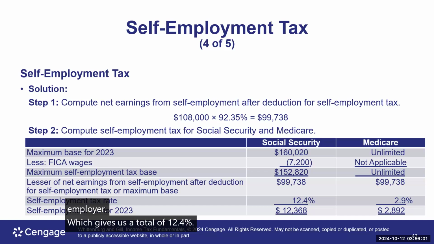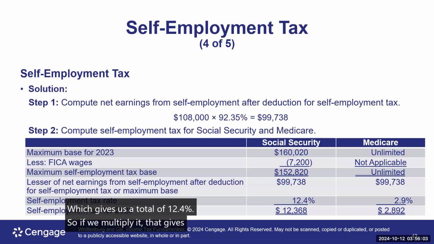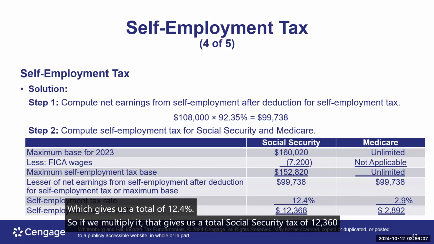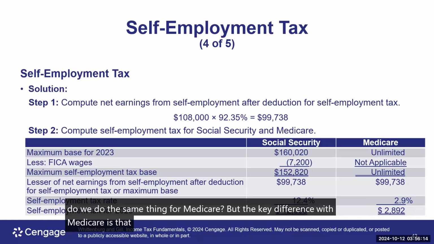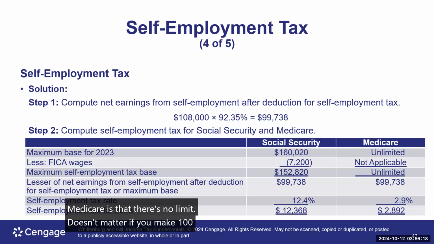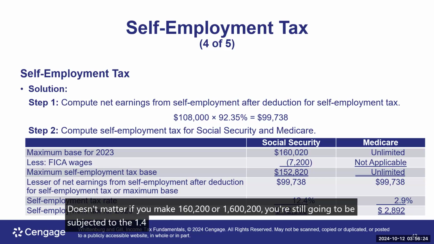So if we multiply it, that gives us a total Social Security tax of $12,368. And then we do the same thing for Medicare. But the key difference with Medicare is that there's no limit. Doesn't matter if you make $160,200 or $1,600,200. You're still going to be subjected to the 1.45% for Medicare.